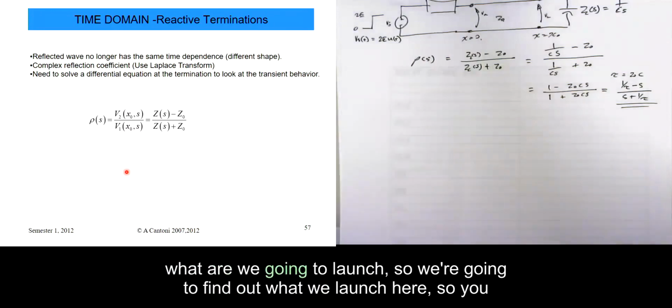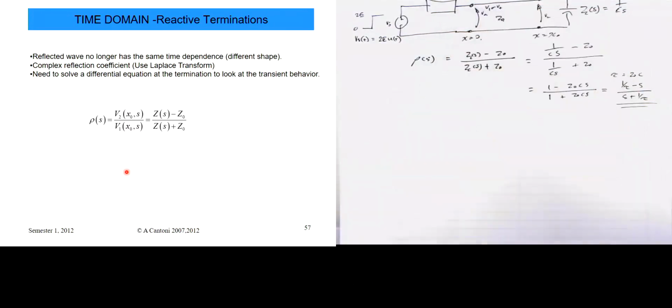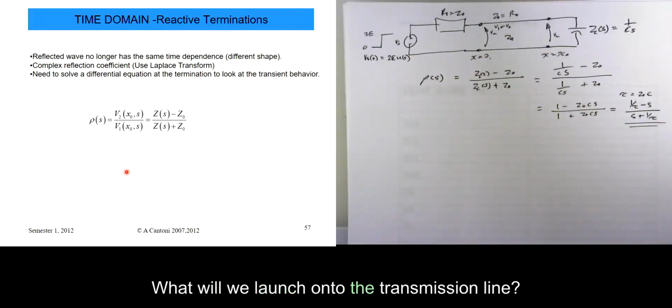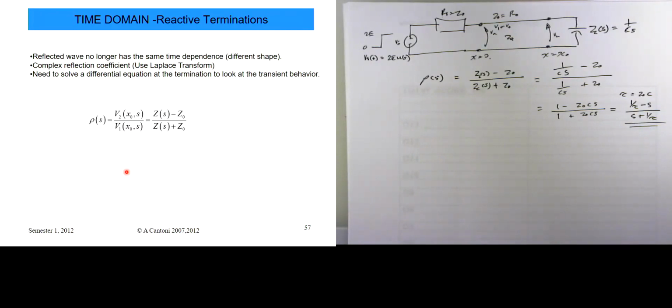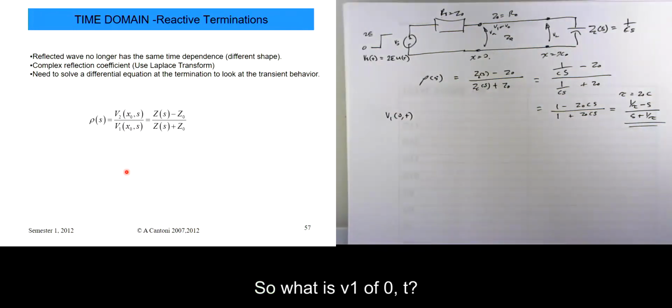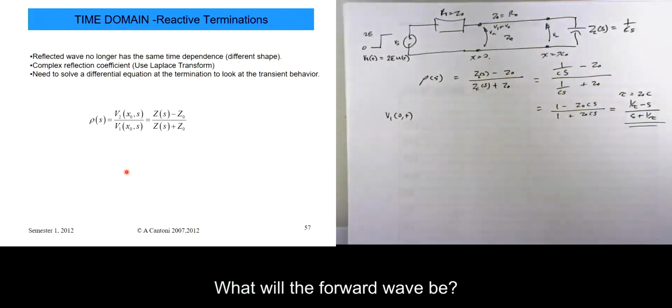Now we need to find what we launch onto the transmission line, V1 or V plus. So before it's got to the end and come back, what are we going to launch? Anyone? What is V1 of 0, T, at position x equals 0? What will the forward wave be?